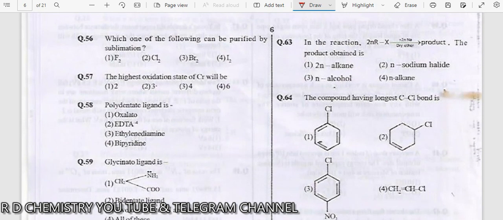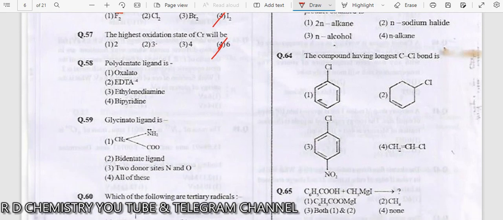Question number 56. Which of the following can be purified by sublimation? It can be from basic techniques in organic chemistry, or from the halogen series, that is group number 17. Answer is option number 4. Question 57: the highest oxidation state of chromium, this is from the d-block elements. Answer is option number 4.